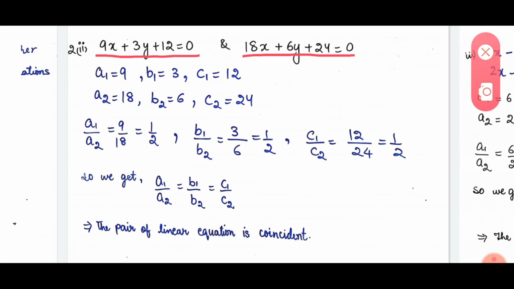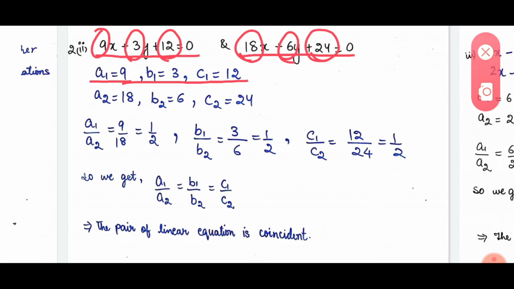Now the value of A1 is 9 here, right? The value of B1 is 3. The value of C1 is 12. So note it here like this. Now from the second equation we can see the value of A2 is 18, the value of B2 is 6 and the value of C2 is 24.